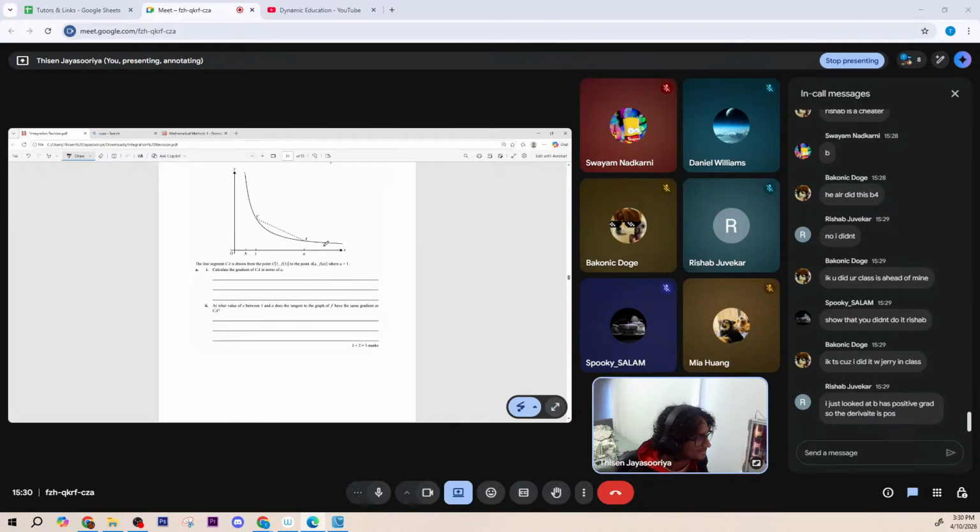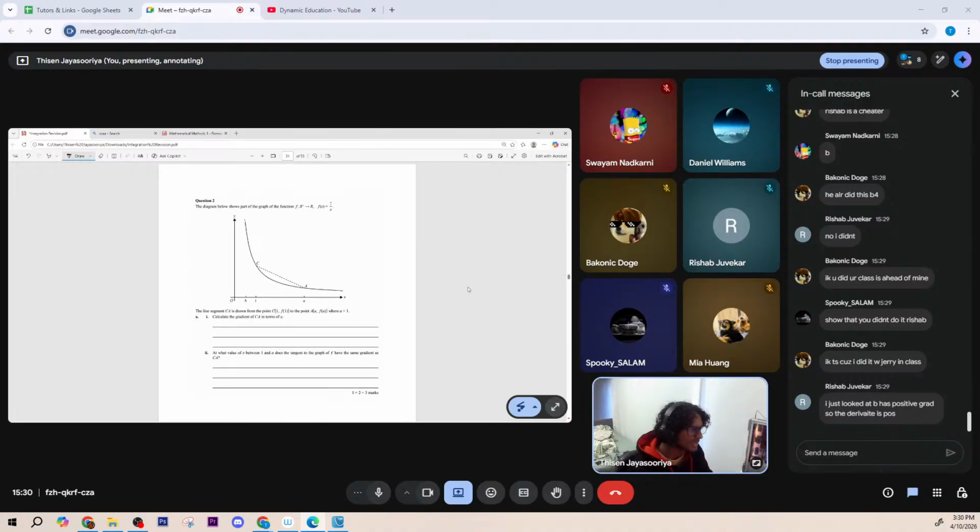Anyway. So it says here, the graph below shows part of the graph of the function f of x, where x is a real positive value. f of x equals 7 over x. The line segment CA is drawn from 1, f of 1 to a, f of a. Calculate the gradient of CA in terms of a.